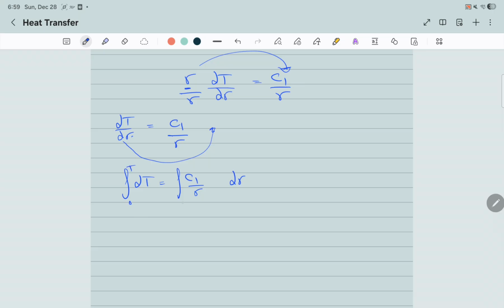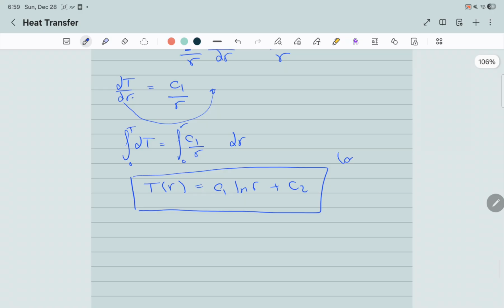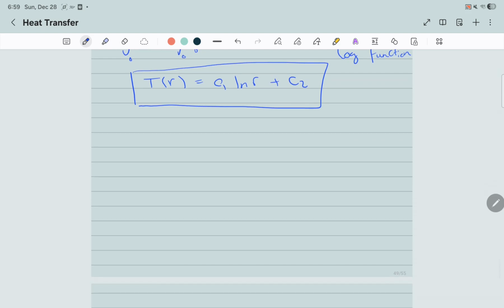If we integrate both sides, from 0 to r, or it could be from r1 to r2, but I'll just leave it from 0 to r. Therefore, we'll get temperature as a function of radius equals C1 ln r plus C2, which will give us a logarithmic function.